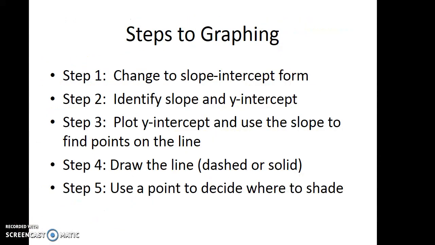So here are the steps all written out. First, make the equation into slope-intercept form, identifying the slope and the y-intercept. You're going to use that to graph the line, and then decide whether the line should be dashed or solid. Finally, use a point to see if it's a solution to the inequality, and then you'll know which way to shade. Okay, hope that helped.